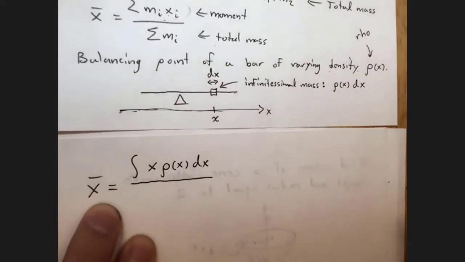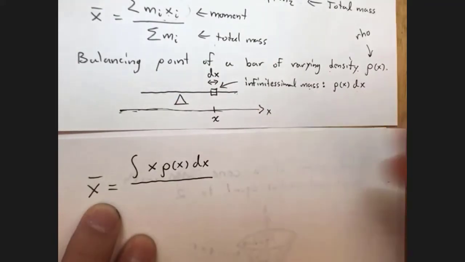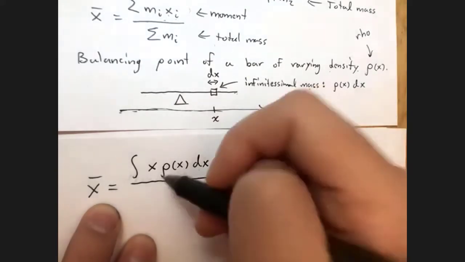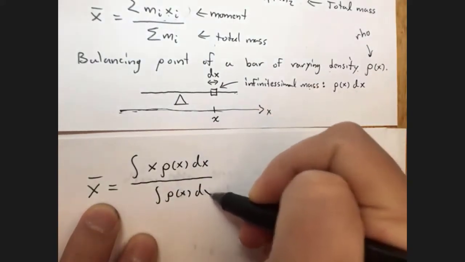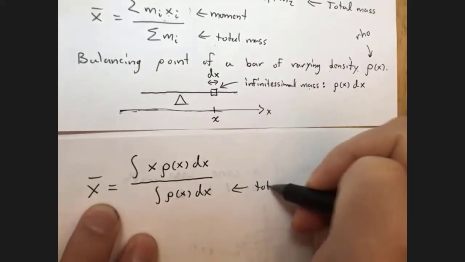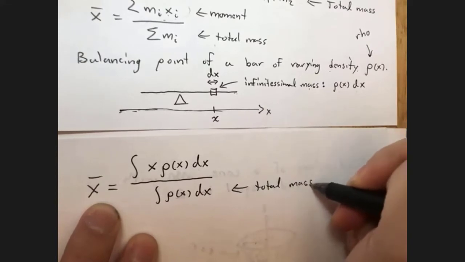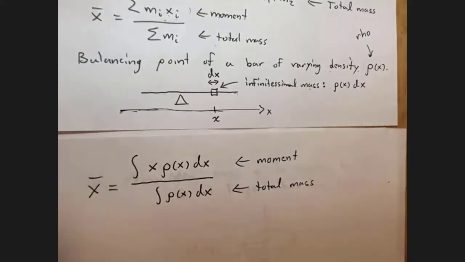How do you get the total mass? You just add up all the infinitesimal masses. We're adding up infinitely many of them, and they're infinitely small, so this is the integral of the infinitesimal masses. So this down here is the total mass, and this up here is the moment. This is how you do this for a continuous problem, where the density continuously varies across the wire.